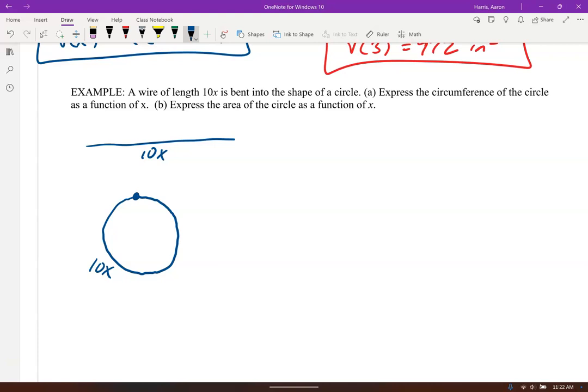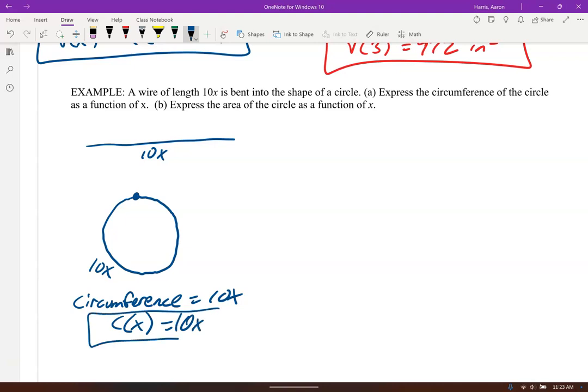So their circumference, the length around, is 10x because we bent that, right? So the circumference is 10x. There's number 1. Express the circumference as a function of x.